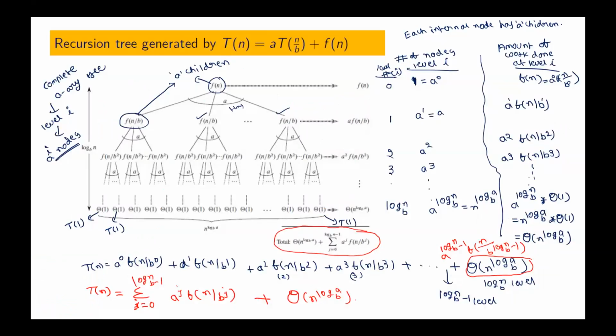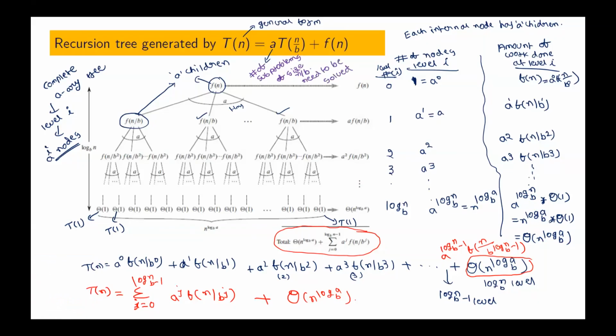So in the last class, we discussed the general form of the divide and conquer recurrence. Here, what does A denote? A denotes the number of subproblems of size n by b that we need to solve.